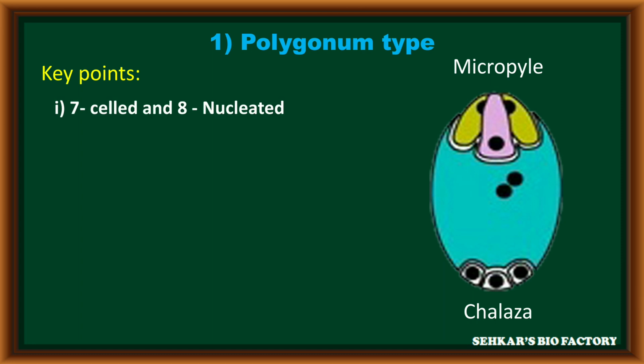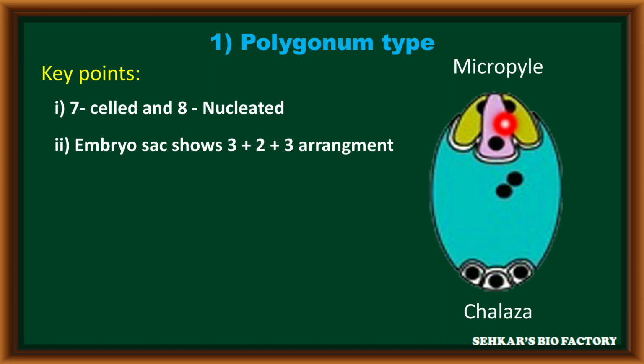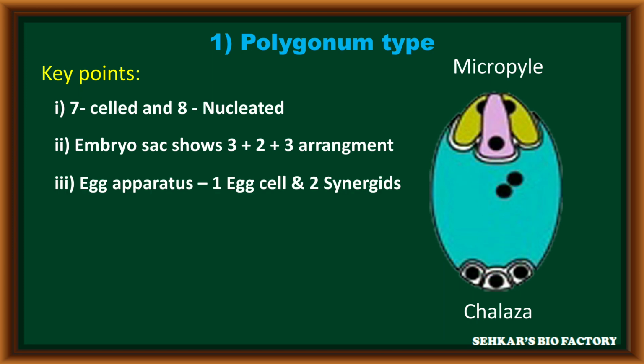The Polygonum type of embryo sac is a 7-celled and 8-nucleated structure. In this embryo sac, the cells are arranged in a 3 plus 2 plus 3 pattern. In this, the three cells which are present towards the micropylar end become the egg apparatus.